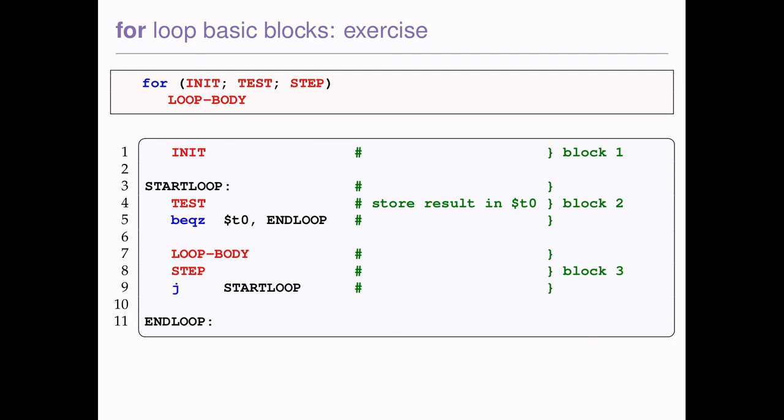Now afterwards, if we fail that branch, then we have the loop body, and then we have the increment instruction, and then we jump back up to the start of the loop. So again, this would be a block, because as soon as you start doing the loop body code, then you have to execute the increment or the step, and then jump back to the start of the loop. And then of course the end loop is just a label, so we don't need to make that a basic block.